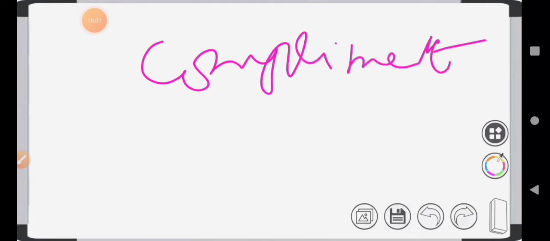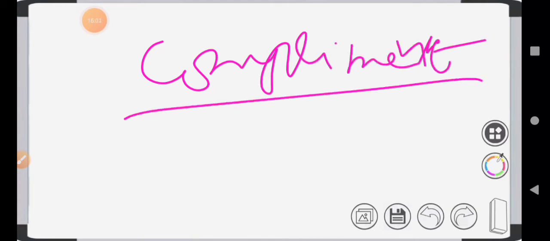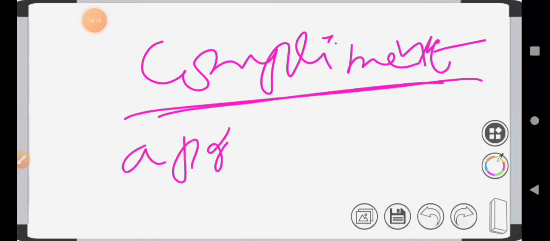Complement, compliment. Generally we use our best compliments in letter writing. Most of the students are using it. What is the meaning of compliment? It is a noun form, a polite expression. I am discussing it grammatically. I am talking about this word.